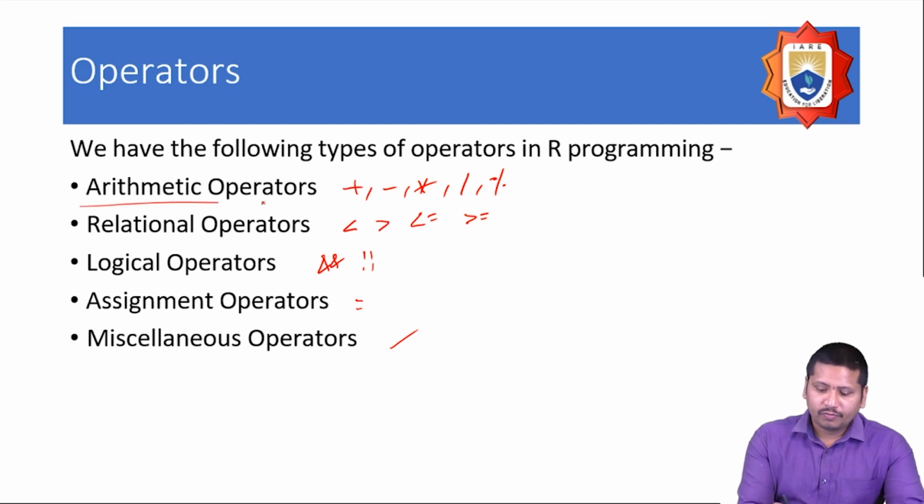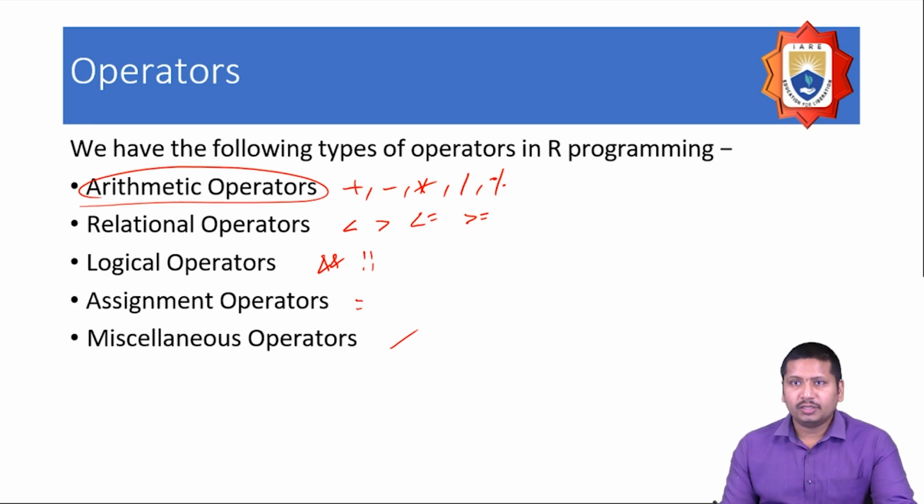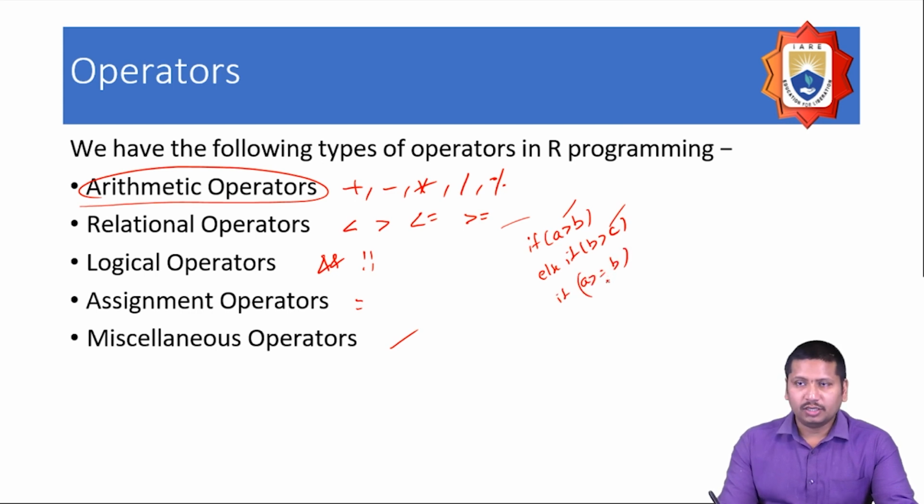As many of you know, the arithmetic operators are addition, subtraction, multiplication, division. Relational operators are used if you want to compare variables. Suppose I want to compare A and B, and I want to compare B and C. In this type of statement, the relational operators are used, to check whether A is greater than or equal to B or not, and so on.